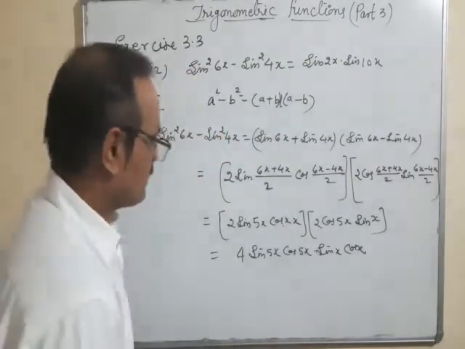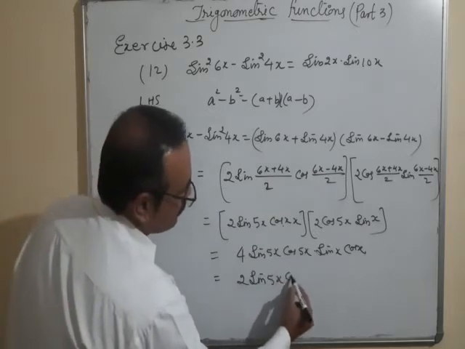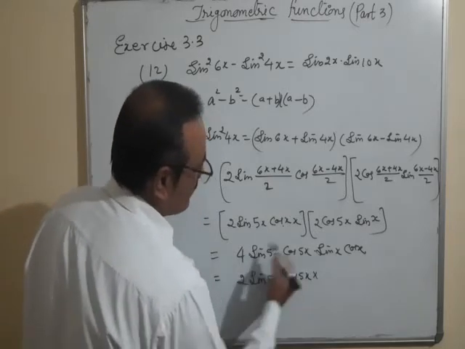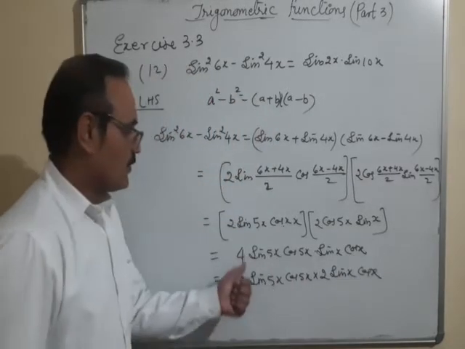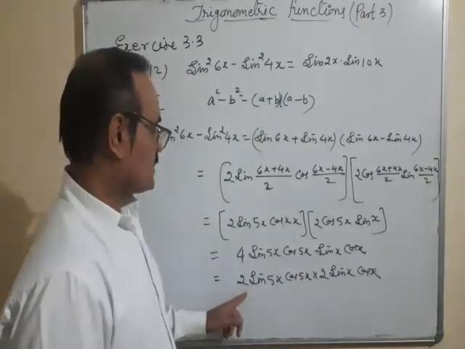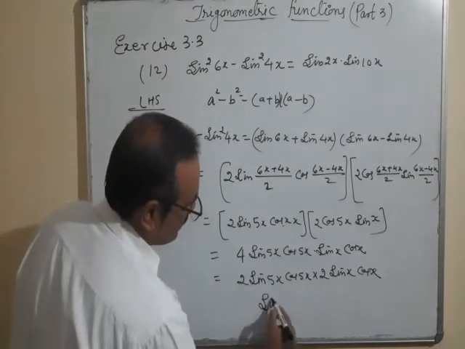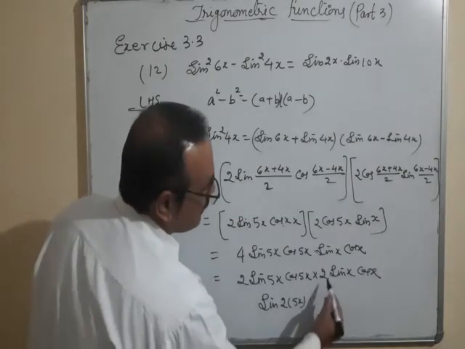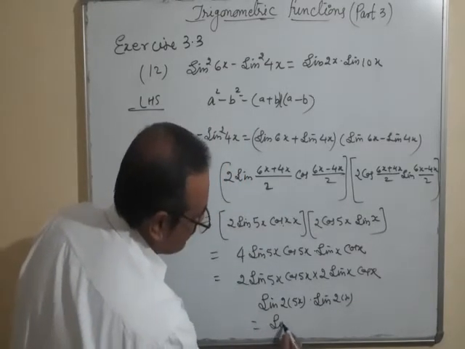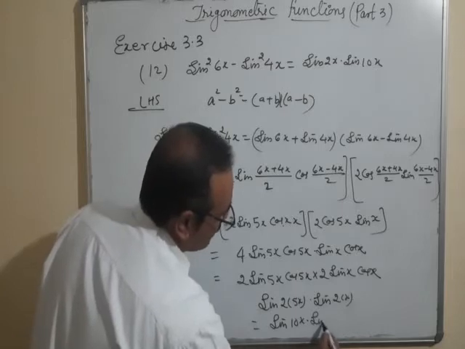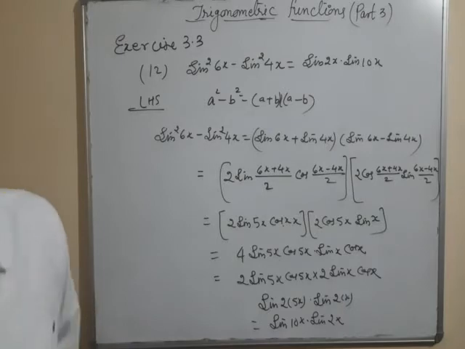It's very interesting here. This 4 can be written as 2 sin 5x cos 5x multiplied by 2 sin x cos x. 2 and 2 make 4. And this is a formula: 2 sin a cos a is sin 2a. So it is sin 2 into 5x. 2 sin a cos a is sin 2a, so sin 2 into x. So finally sin 10x into sin 2x. Hence LHS is equal to RHS. Okay.